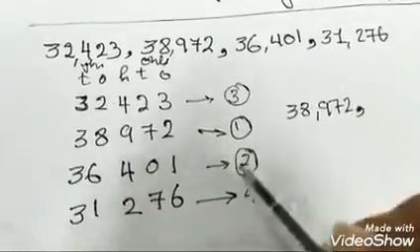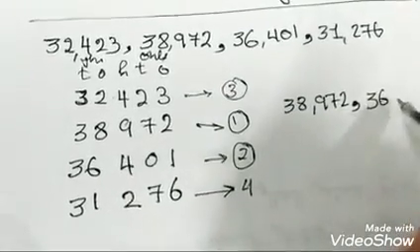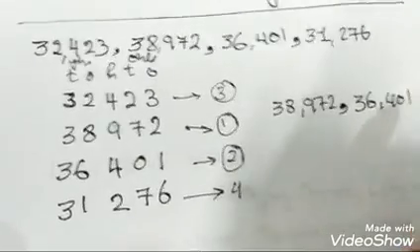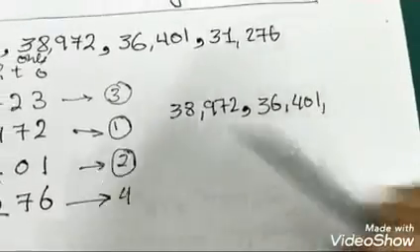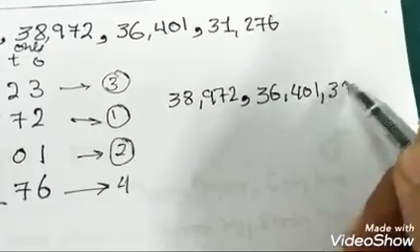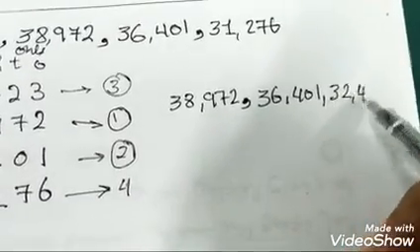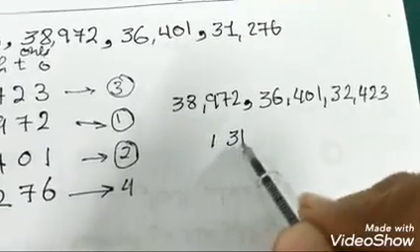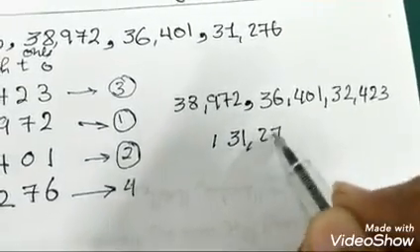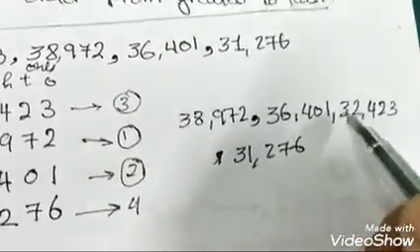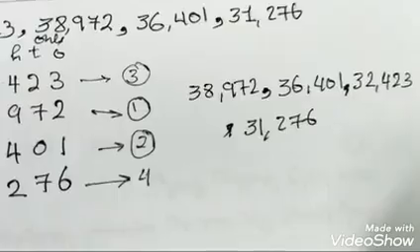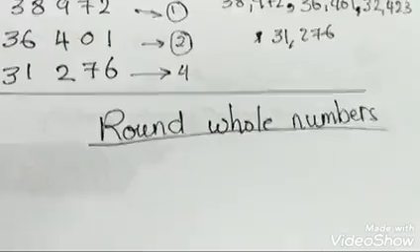Okay, so the ordering will be first 38,972, then 36,401, then the third one 32,423, then the fourth one is 31,276. Okay, this is the ordering from greatest to least.